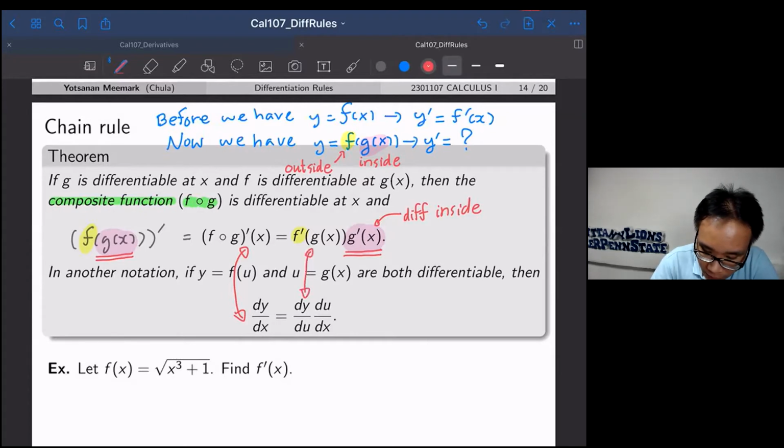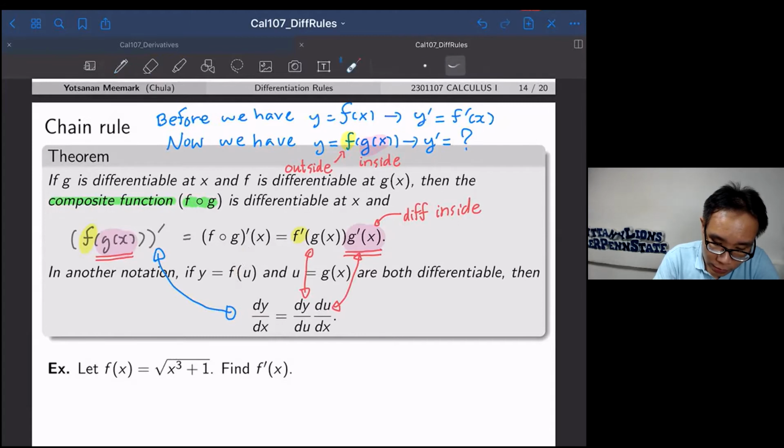And g prime x is du dx. Okay, so they correspond in this way. Why do they correspond in this way? Because this one is going to be differentiated. In notation, this one may be clearer. So this guy corresponds to this guy for sure, because this one is y, and here you get y prime. Y prime turns out to be dy dx.